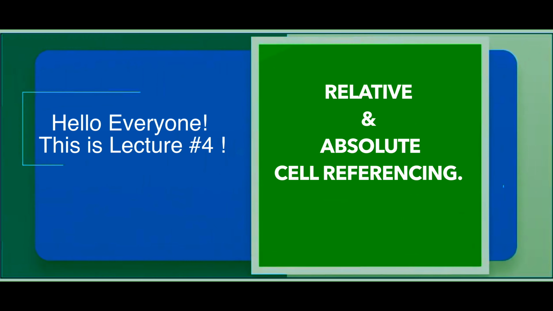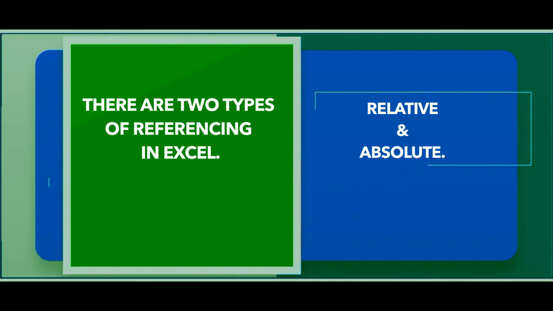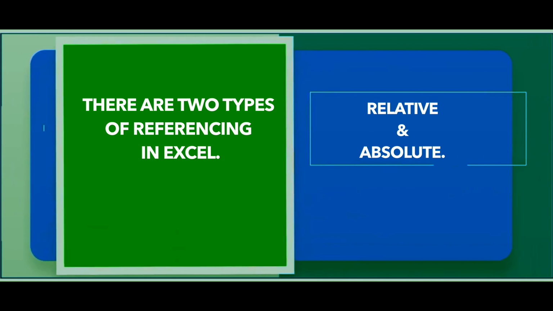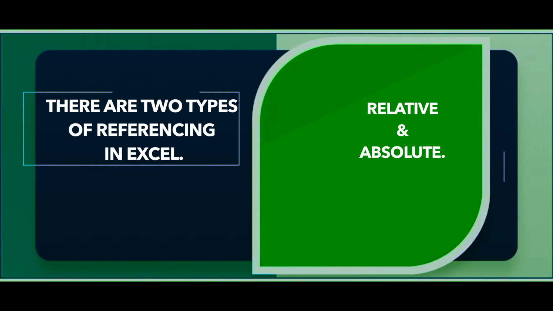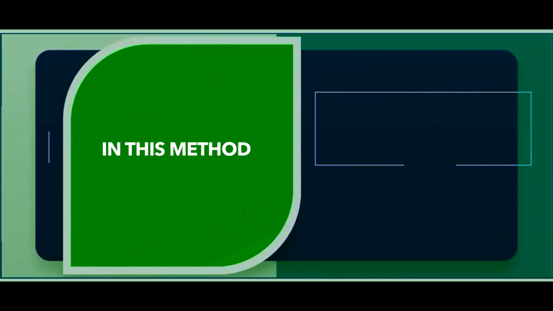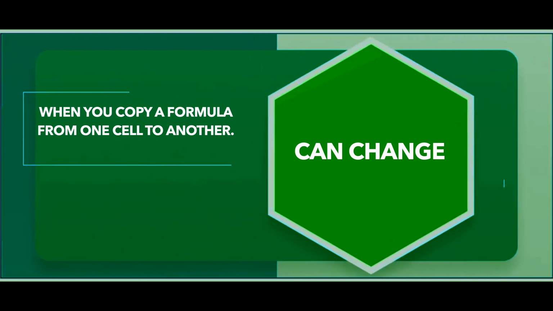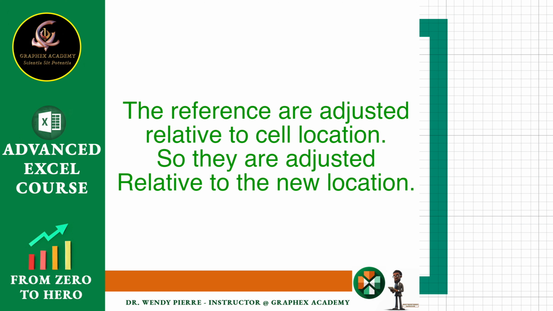Hello everyone, this is lecture number 4: relative and absolute cell referencing. So basically, there are two types of referencing that we have in Excel. They are the two basic referencing styles, that is relative and absolute. Relative referencing is the default referencing method in Excel. In this method, the row and column reference can change when you copy a formula from one cell to another. The references are adjusted relative to the new location.